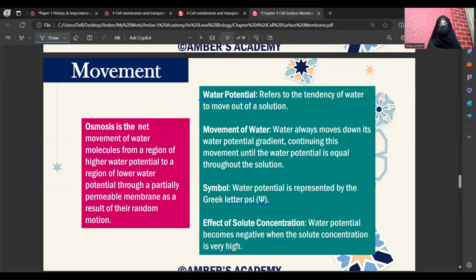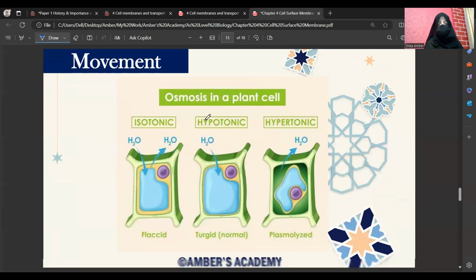So this should be very obvious: the more salt you add to the water, the water potential is going to be negative, because you have increased the solute concentration and reduced the water potential. So the lower the water potential, the more negative your value will be. All right, then, this is the movement.